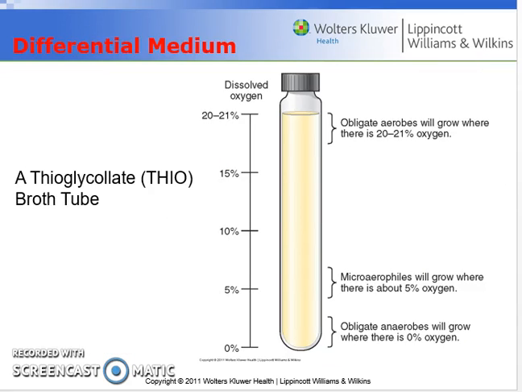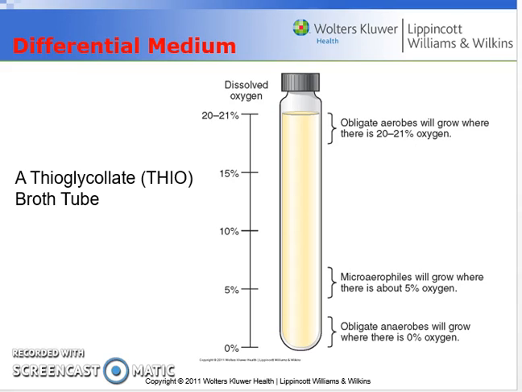Here is a medium that's known as differential medium, and differential medium essentially is medium that can be used to help us distinguish between different types of microorganisms. So you can figure out whether or not a microorganism is a cell respirator or a fermenter. You can determine whether or not a bacteria likes to digest glucose or lactose or sucrose. So differential media helps us to differentiate between organisms.